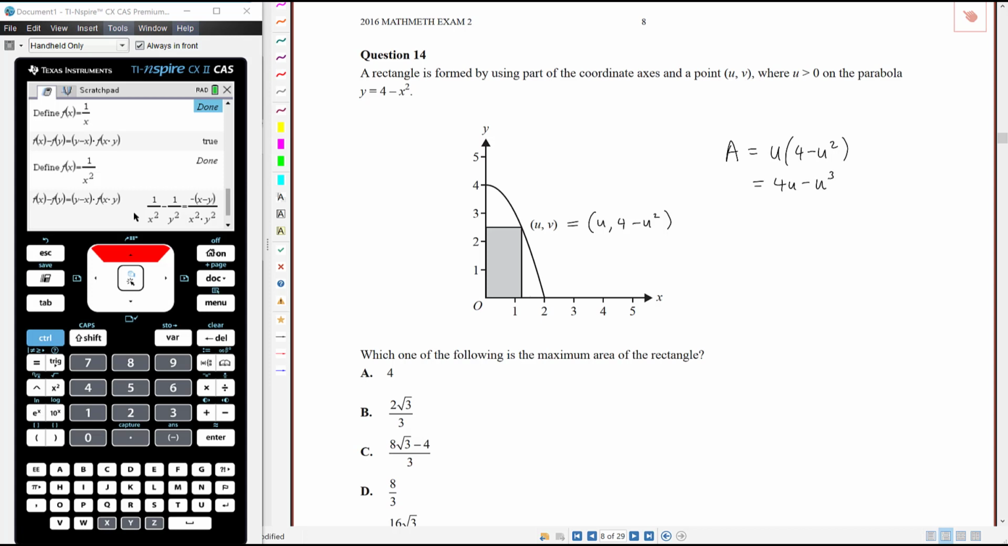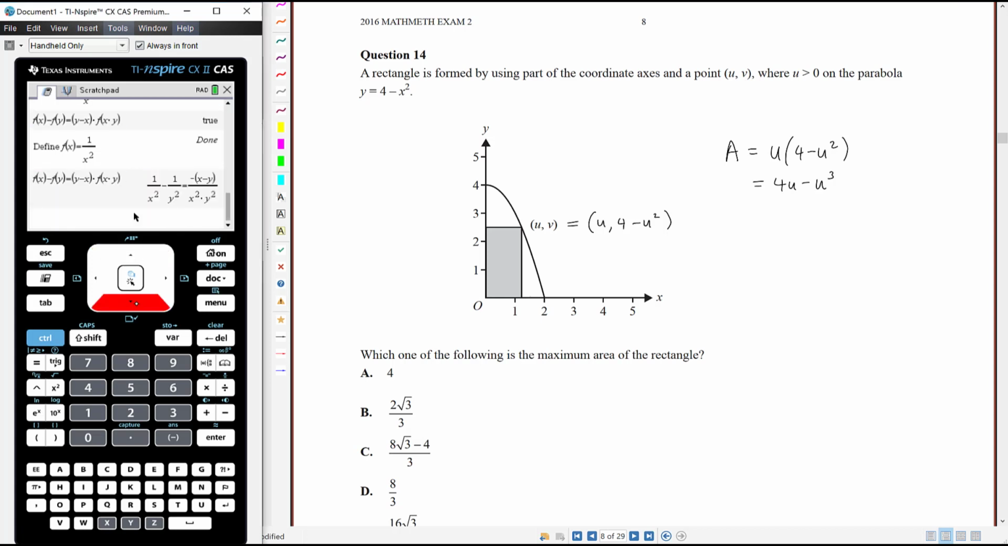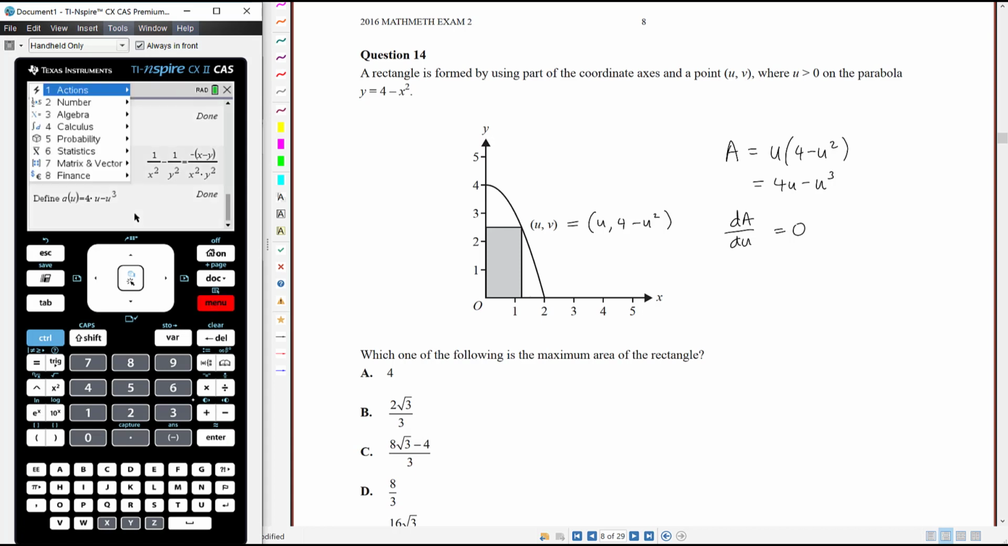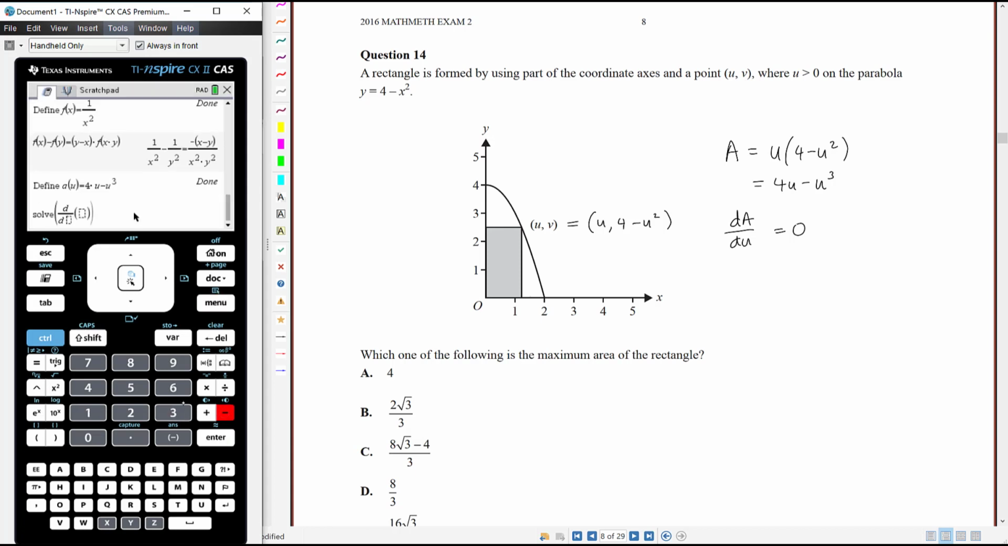Up to you. I'm just going to define that. We're trying to find, which of the following is the maximum area of the triangle? So we want to maximize this area. To maximize the area, we solve the derivative equal to 0. So I'm going to set my CAS up to do all that. I'm going to define a of u equal to 4u minus u cubed. Then I'm going to solve the derivative with respect to u of a of u.